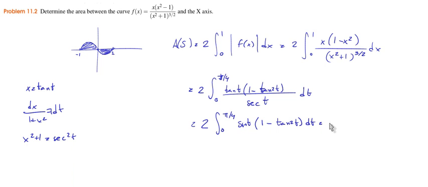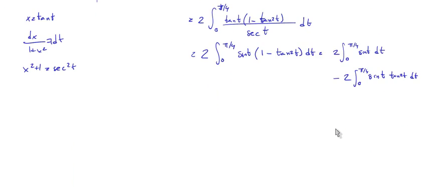So you have 2 integrals here, 2 times this from 0 to pi over 4 of the sine of t dt, minus 2 times the integral between 0 and pi over 4 of the sine, and then let's see, this is the tangent squared. Okay, let me go down.